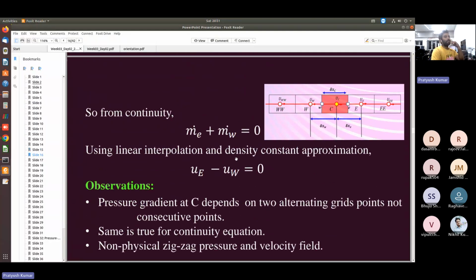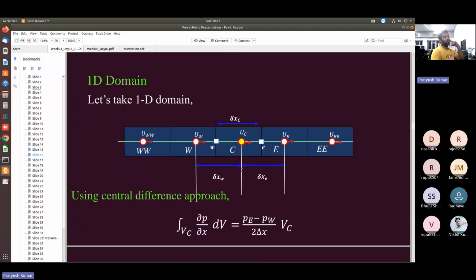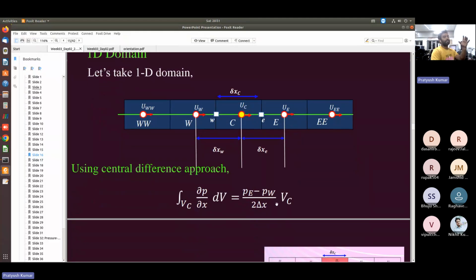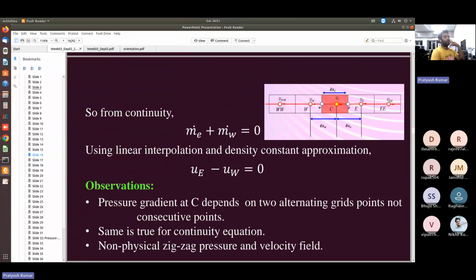The second problem is that, suppose the value of the pressure in this cell and this cell is minus 50 and plus 50. Now, while we calculate del p upon del x, this value is going to be equal to 0. So we are not finding any pressure gradient, because while calculating del p upon del x, this value automatically becomes 0. This problem is known as the zigzag problem, which is a kind of non-physical situation.